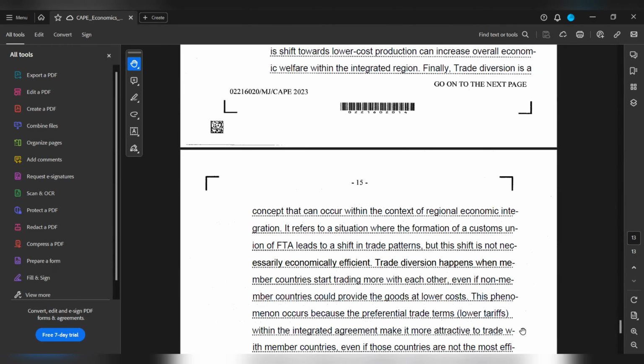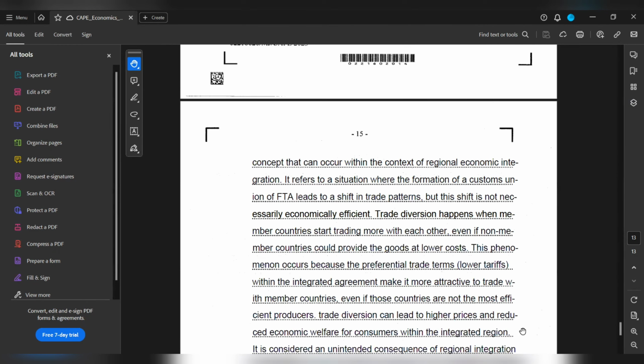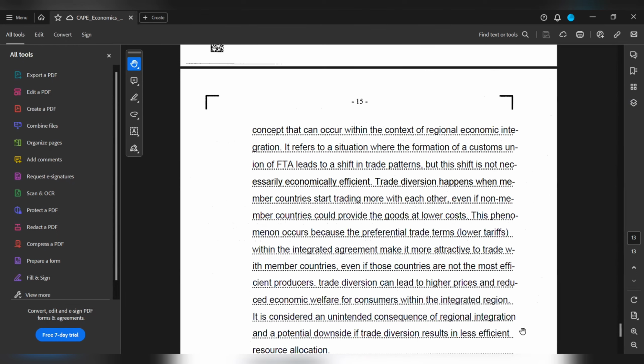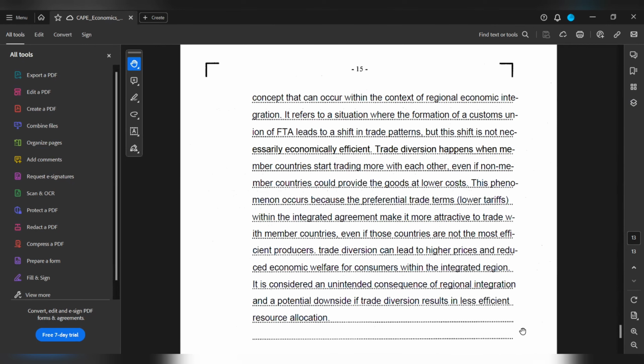This phenomenon occurs because differential trade terms, lower tariffs, within the integrated agreements make it more attractive to trade with member countries, even if those countries are not the most efficient producers. Trade diversion can lead to higher prices and reduce economic welfare for consumers within the integrated region. It is considered an unintended consequence of regional integration and a potential downside, as it results in less efficient resource allocation.